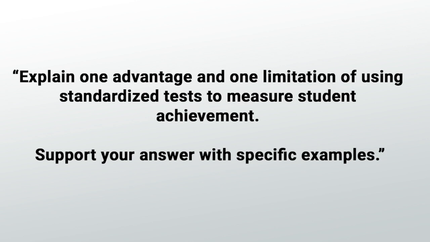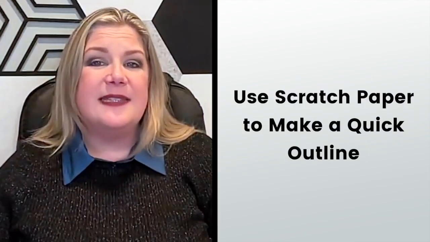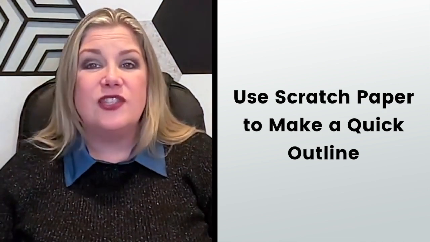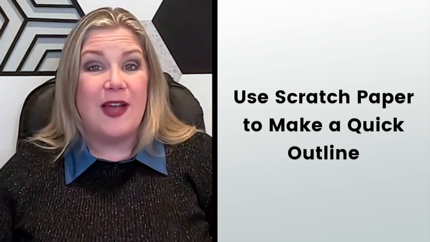Notice how many tasks are hiding in there. You need to explain an advantage, you need to explain a limitation, and you need to support your answer with examples. That's 3 separate jobs in one prompt. If you just write about the advantages of standardized testing, no matter how brilliant your explanation is, you're leaving out half the answer. That's why it's so important to mark up or mentally underline the parts of the question. Some test takers even jot a little outline on scratch paper. Advantage, limitation, examples. That way, you're sure to cover everything.